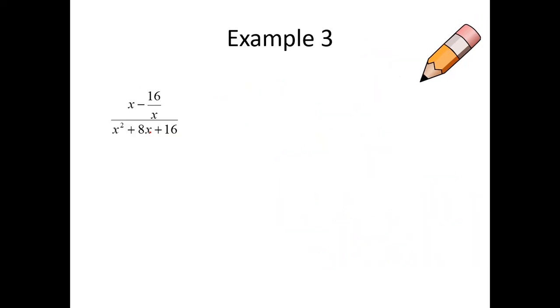So I got (x − 16)/x divided by (x² + 8x + 16). What I'm going to first do is work with this numerator. I'm going to make it so it's one fraction, because this is kind of icky right here. So I got (x − 16) over x, and I'm going to divide that by (x² + 8x + 16) over 1, right? Because this is technically over 1. So I need to get a common denominator, which looks like it would be x.